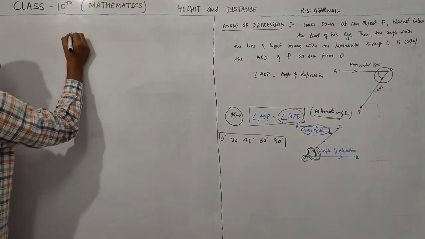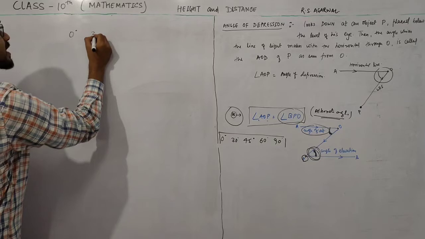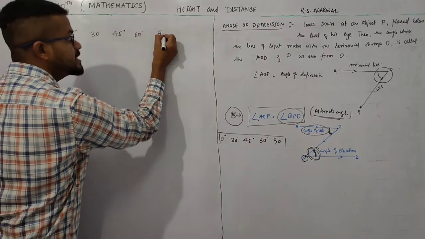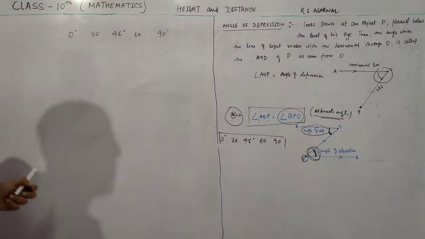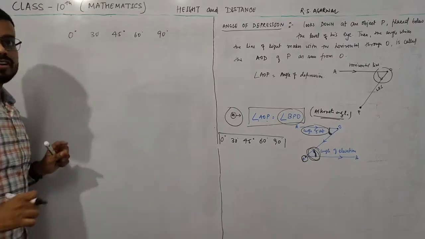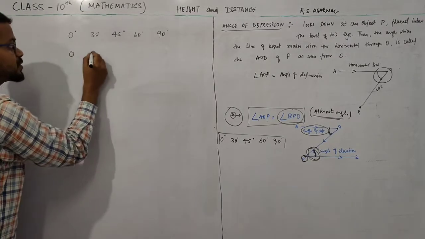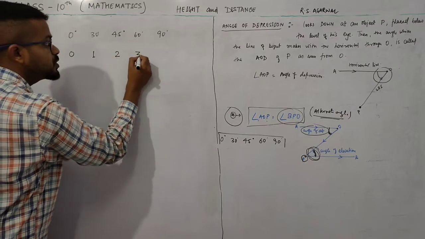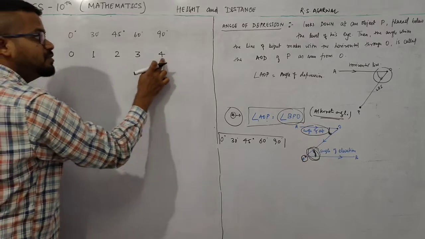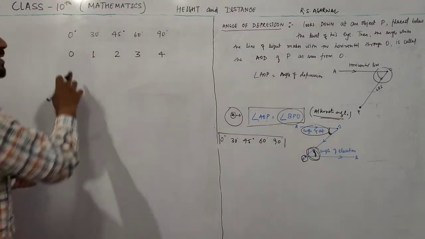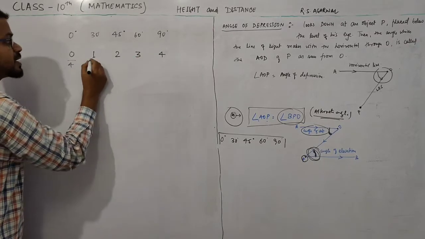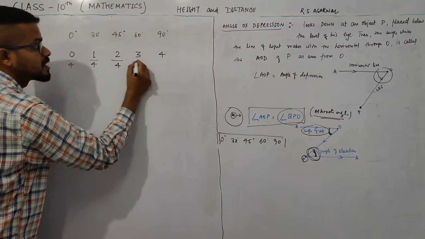Look, there are five specific angles: 0 degree, 30 degree, 45 degree, 60 degree, and 90 degree. How many angles? 1, 2, 3, 4, 5. Now I write here 0, 1, 2, 3, 4, five numbers. Now which number is maximum here? 4. So I divide this whole number by 4.